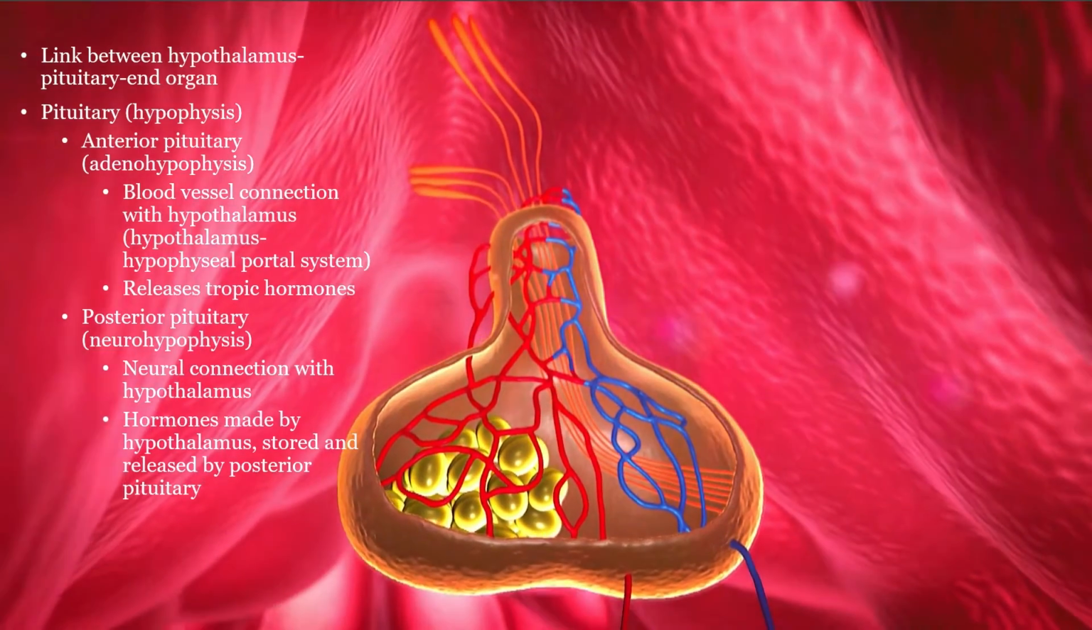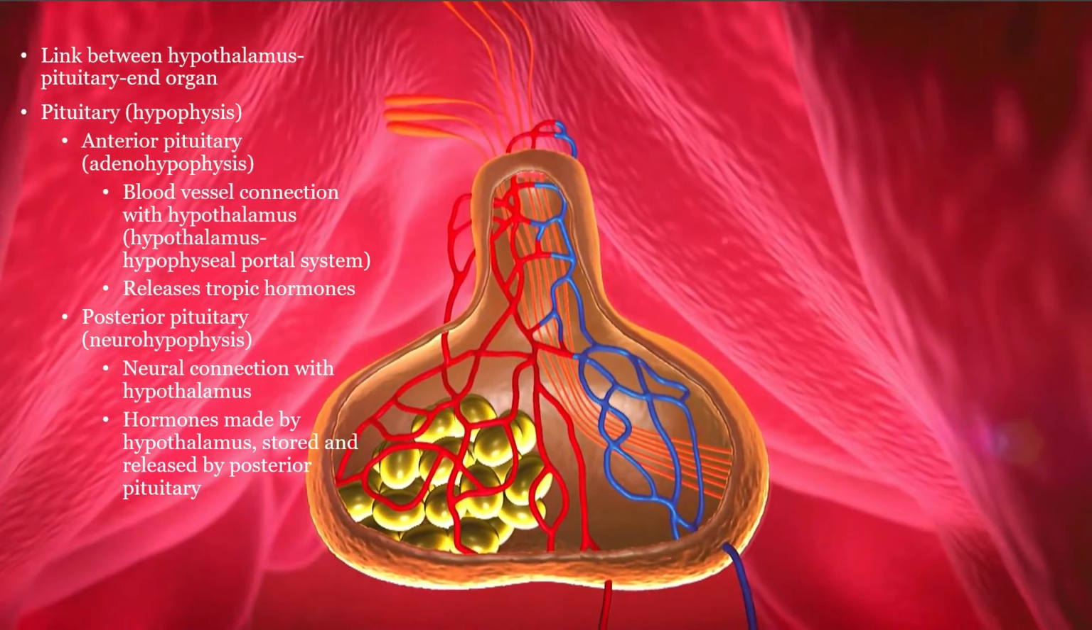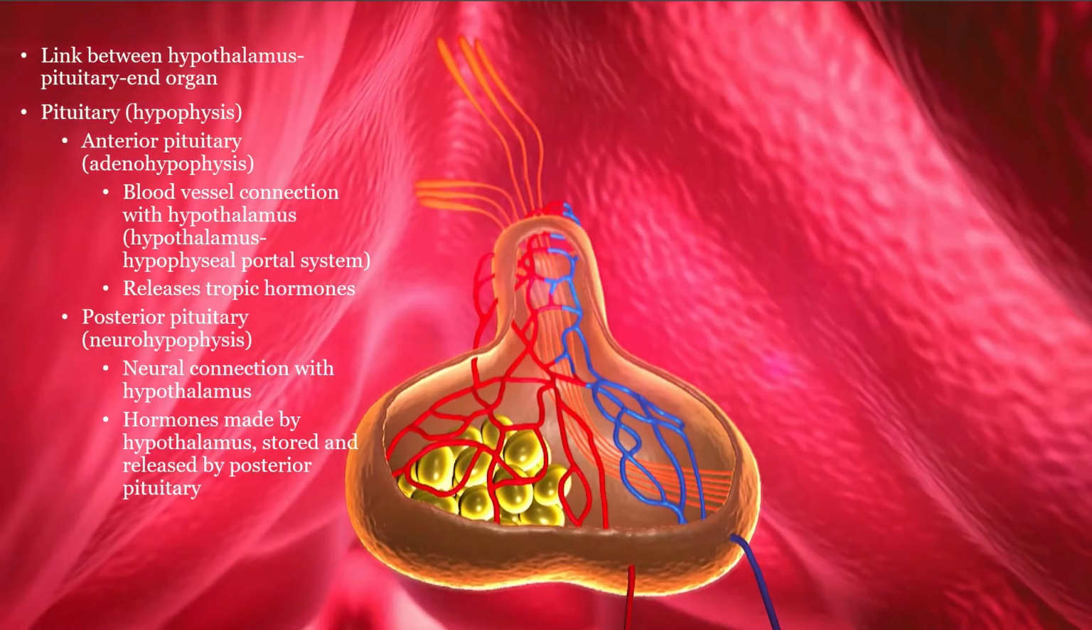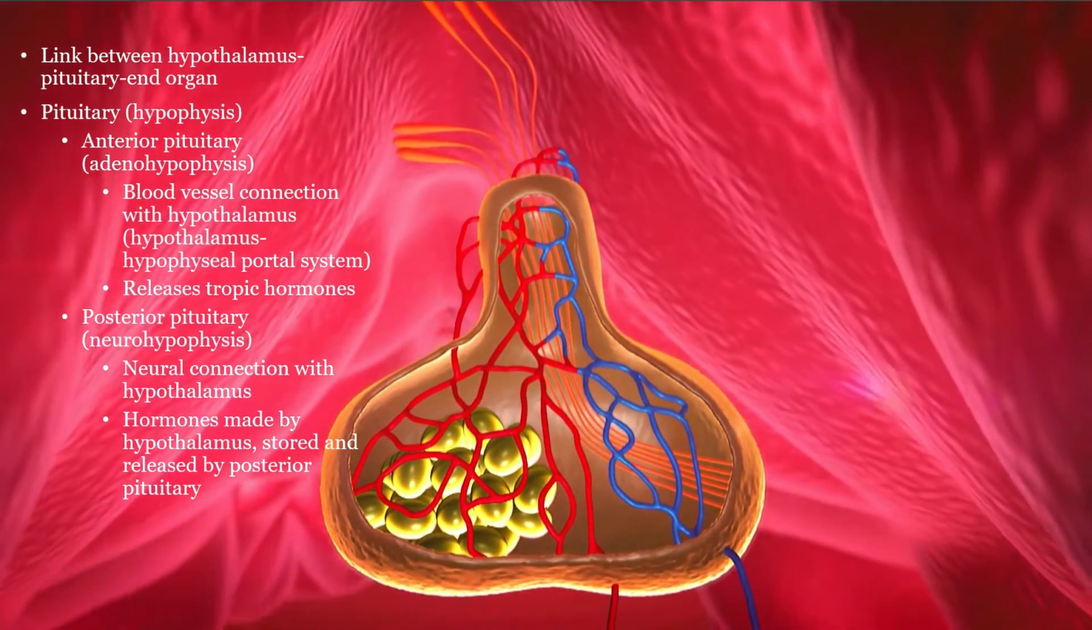The pituitary is made up of the anterior portion, or the adenohypophysis, and the posterior portion, or the neurohypophysis. The anterior pituitary makes its own hormones, while the hypothalamus makes the hormones for the posterior pituitary, and they're just released from there.